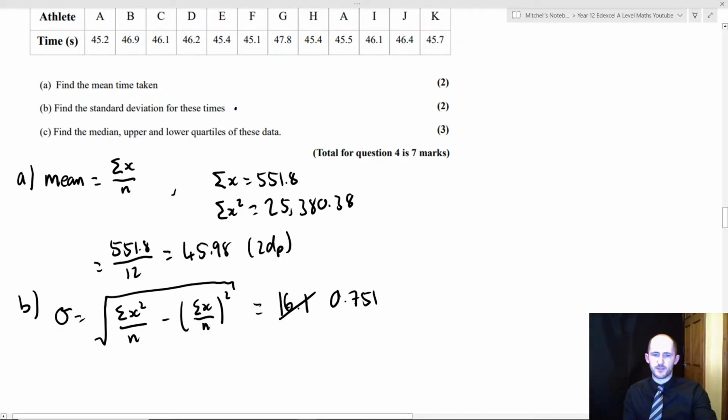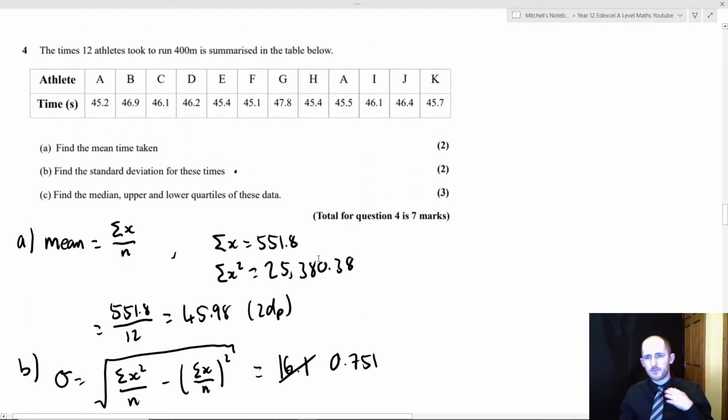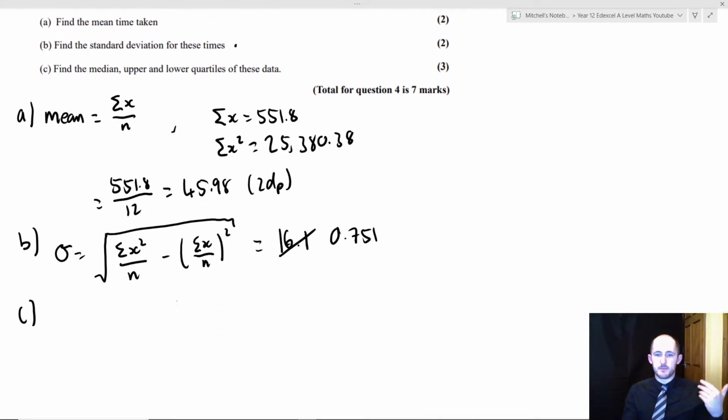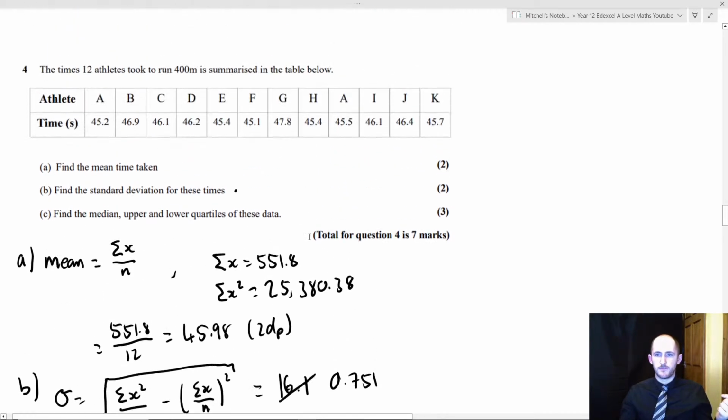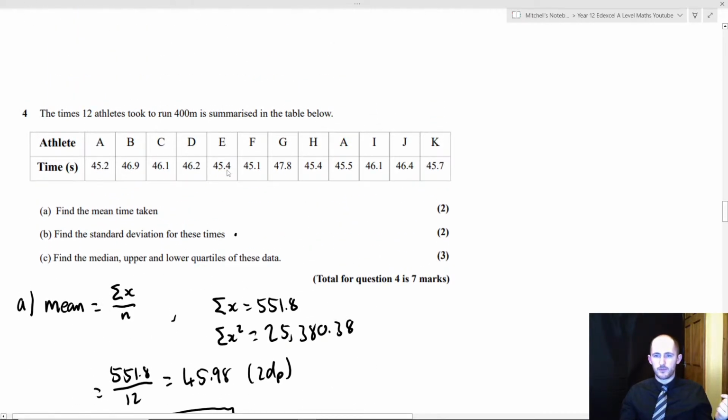A huge difference. Okay. Now we have to work out the quartiles. So, again with the quartiles, hopefully you're okay with doing this. The median is the middle value. So you do n over 2, which is 12 over 2. So you're looking for the sixth value. Right? 1, 2, 3, 4, 5, 6. So 45.1.